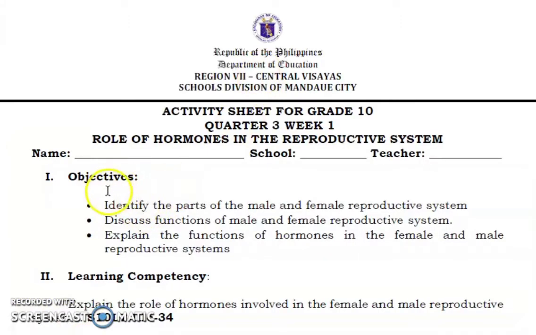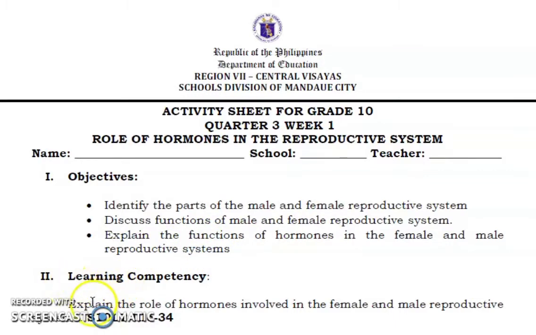So what are our objectives? First, identify the parts of the male and female reproductive system. So, atong ilailahon ang pangalan sa mga parte sa reproductive system. Discuss functions of male and female reproductive system. After nato ma-identify, atong hibaw-on unsa iyang function. And lastly, explain the functions of hormones in the female and male reproductive system. So, naa sa gitawag na hormones. And we will get to know unsa iyang functions sa reproductive system.